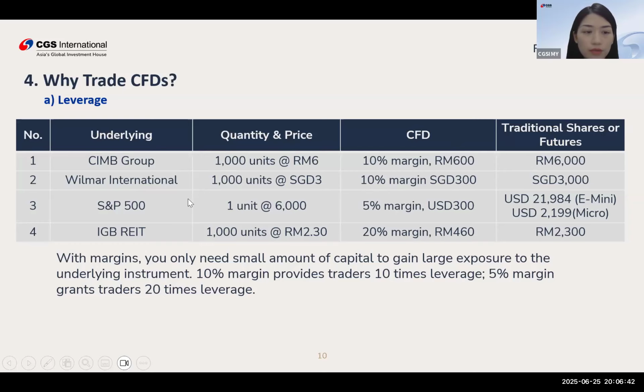Same if you want to trade the S&P 500, say 1 unit at 6,000. If you go to the futures with a mini contract, you need to come out with $22,000. With a micro contract, you also need around $2,000. But with CFD, it costs you a 5% margin, which is only $300. So with margin, you can actually utilize your funds better, because a 10% margin provides the trader 10 times leverage, while a 5% margin grants the trader 20 times leverage.